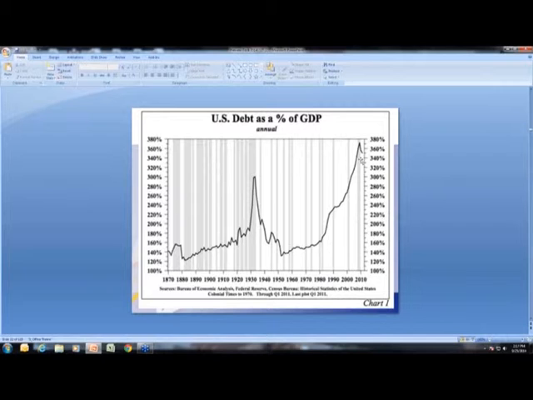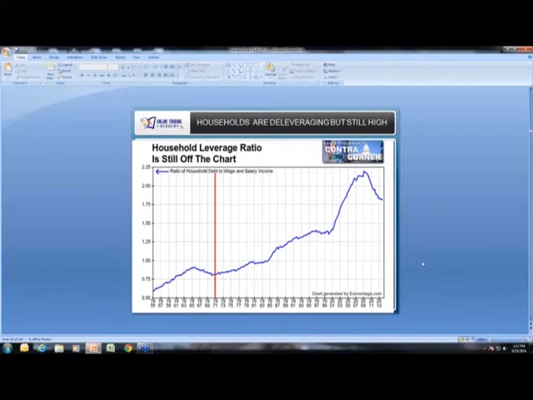Starting in 2006, we have started the purging cycle. Now, we can debate whether we're going to have a purge cycle like we had in the 1930s or not. The jury's still out on that. But there's no question in our mind that we are now well into the purge cycle, which will precipitate household leverage ratio continuing to decline over time.